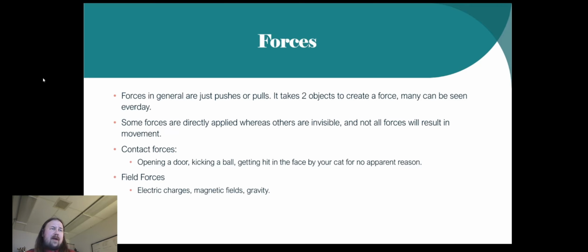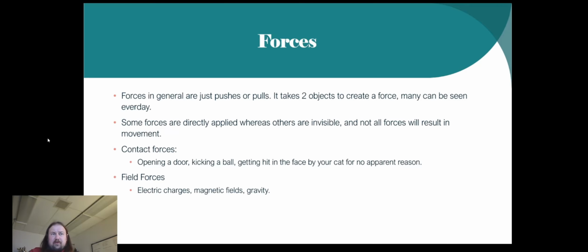But the big one is gravity. Gravity you can't see, but it pulls you down and keeps you on the earth, and it does take two objects. It takes you and the planet in order for gravity to work, and that's what keeps you pulled towards it. We'll talk a little more on gravity towards the end of the semester.